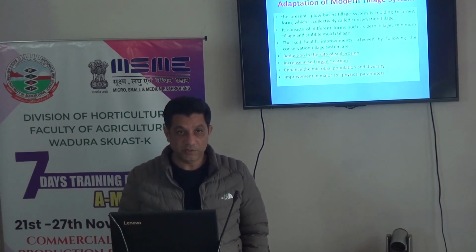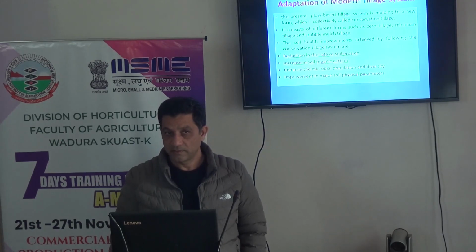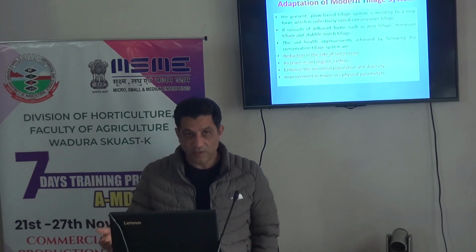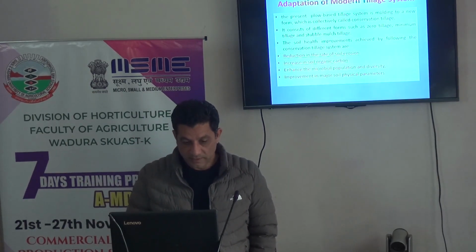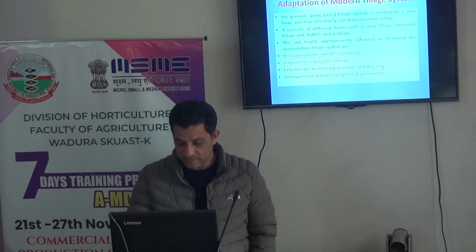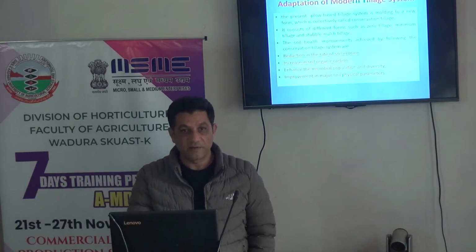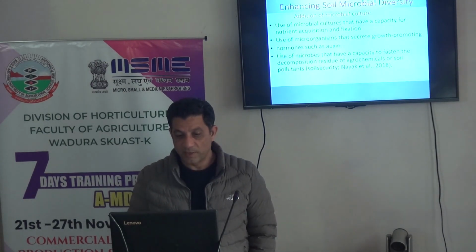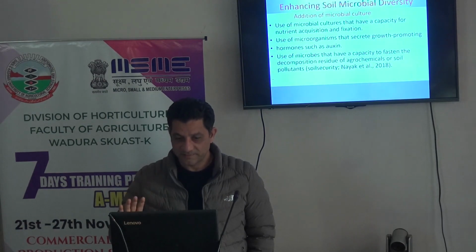Reduction in the rate of soil erosion. Agreed? If we do zero tillage, there will be a reduction in the rate of soil erosion. Then increase in soil organic carbon. Then enhanced microbial population and diversity. Improvement in major soil physical parameters. Then enhancing soil microbial diversity, addition of microbial culture.